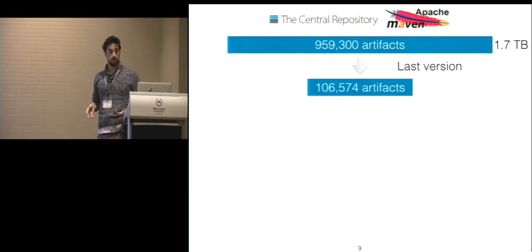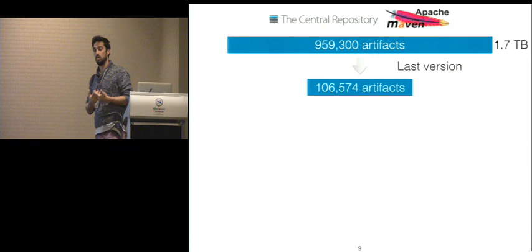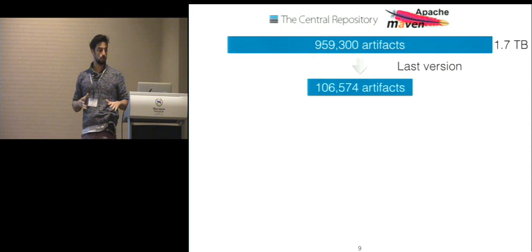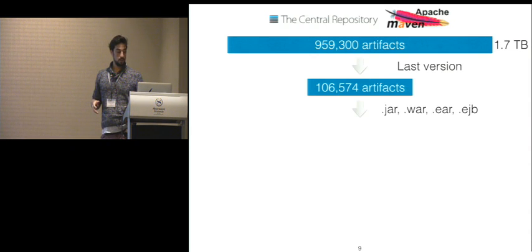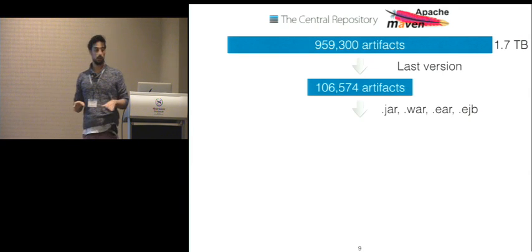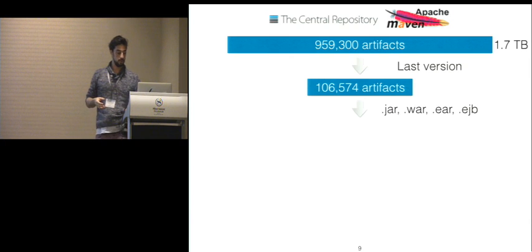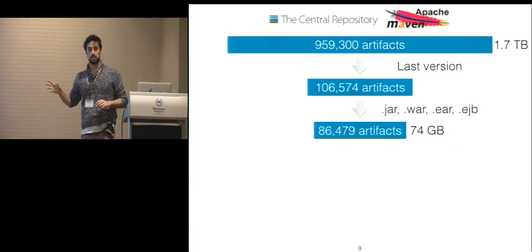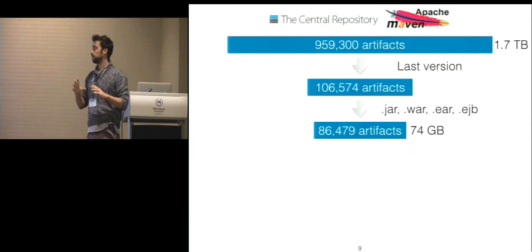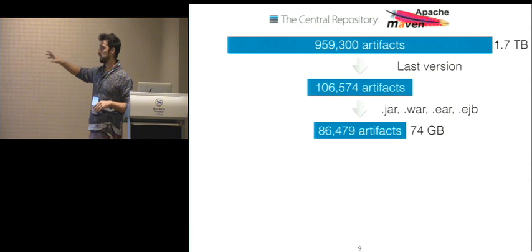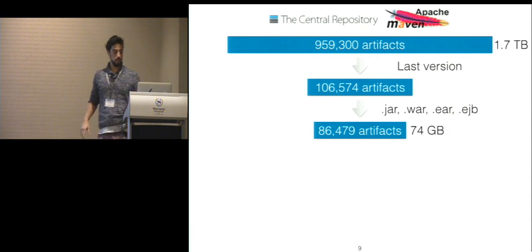But since our analysis is based on compiled archive bytecode, it's not done on source code. We are only interested in jar files, war files, ear files, and all kinds of files that are bytecode itself. So after this filter, we have analyzed 86,000 artifacts, that is 86,000 jar files or war files, compiled archive bytecode. And this is around 74 gigabytes.